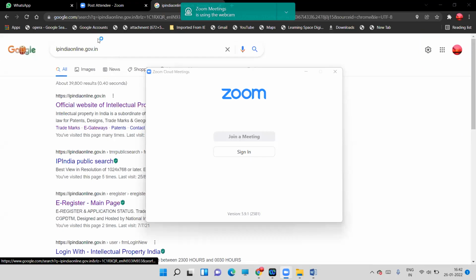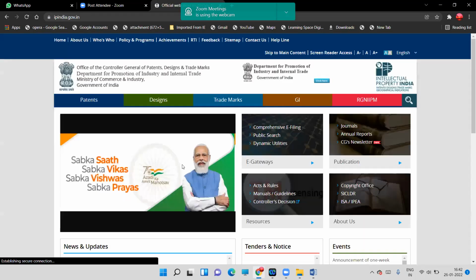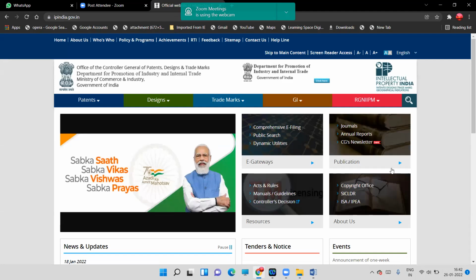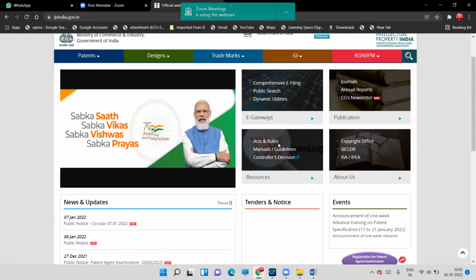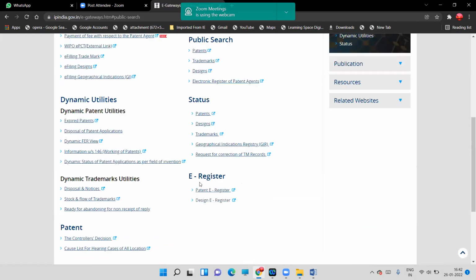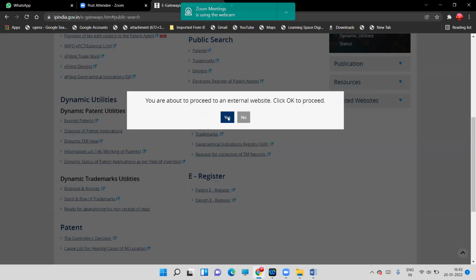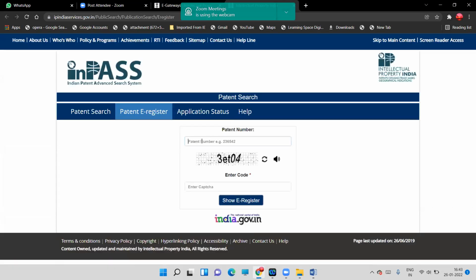Okay, here. So I'm on the IP India website. You already know about IP India. In that you can see comprehensive e-filing, public search, dynamic utilities, right? When we go into the public search, the section is there, e-register. When you click here, you have to enter the 6-digit number.